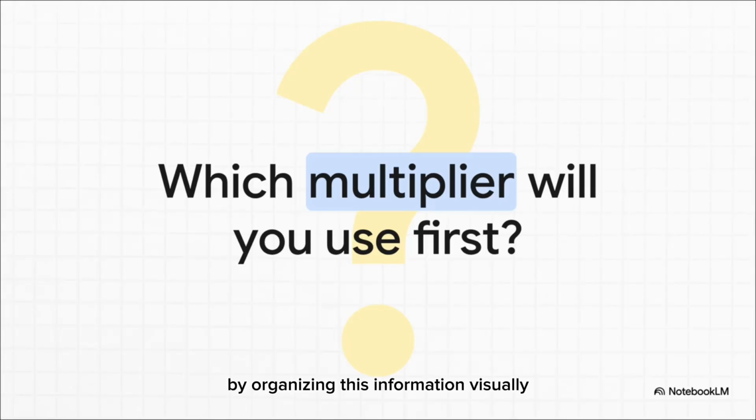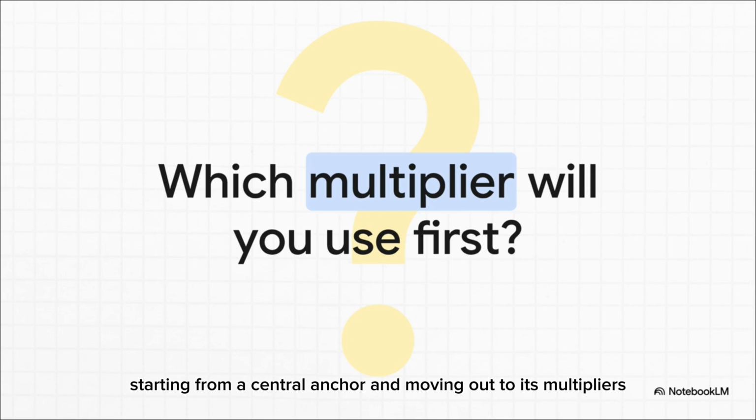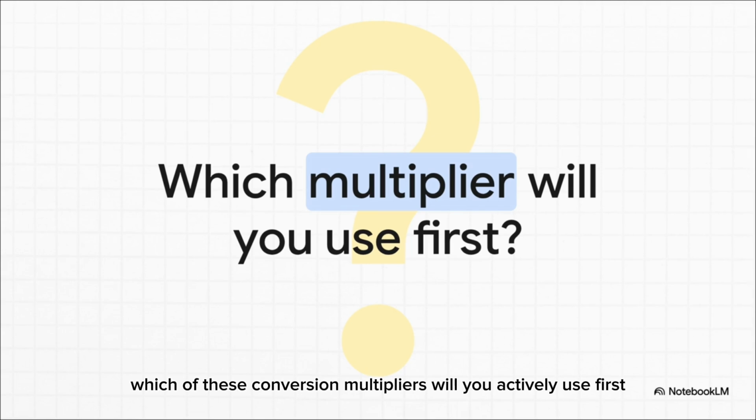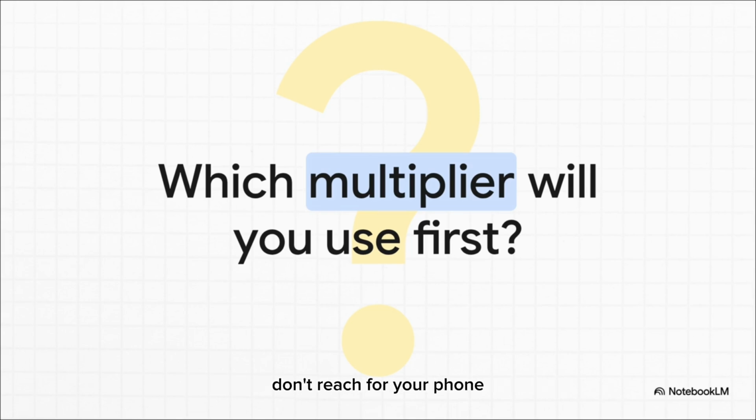By organizing this information visually, starting from a central anchor and moving out to its multipliers, you've completely transformed a chore of memorization into a totally logical system. You're no longer just guessing. It's like you're navigating a map. So my challenge to you is this. Which of these conversion multipliers will you actively use first on your next hospital rotation? Because the next time a steroid order comes up, don't reach for your phone. Reach for this mental map instead. Test yourself, trust the structure, and keep learning.